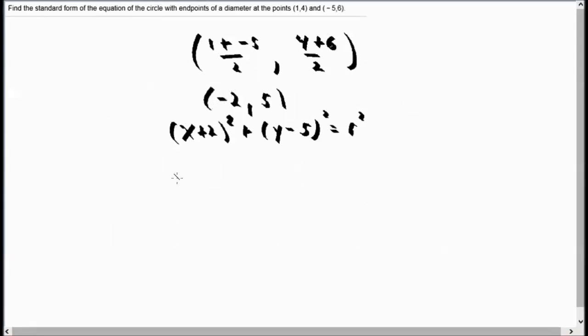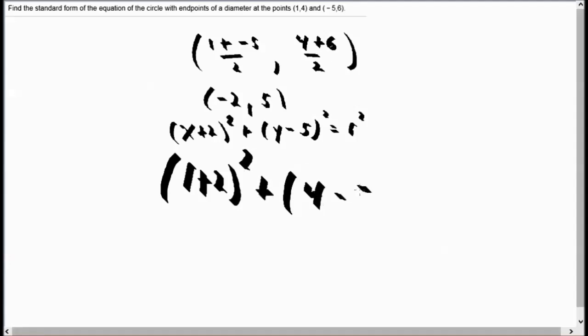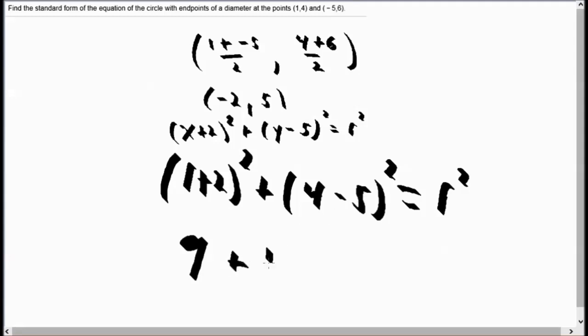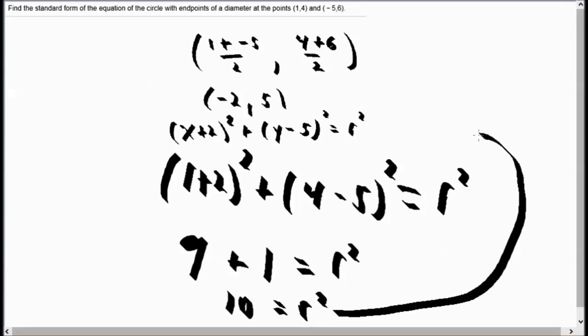We'll use 1 and 4, so we'll put 1 plus 2 squared plus, well, y would be 4 minus 5 squared is equal to r squared, and that's going to be 3 squared, which is 9, and then negative 1 squared is 1, so that's going to be r squared is equal to 10. And then we can just plug that 10 right back into that r squared right there.